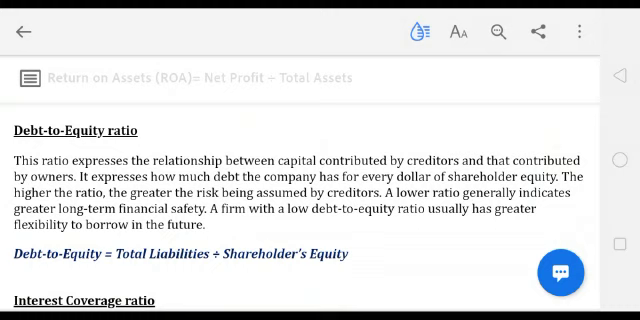Another important formula is debt to equity ratio. This ratio expresses the relationship between capital contributed by creditors and capital contributed by owners. It expresses how much debt the company has for every dollar of shareholder equity. The higher the ratio, the greater the risk being assumed by creditors. However, a lower ratio generally indicates greater long-term financial safety. A firm with a low debt to equity ratio usually has greater flexibility to borrow in the future. Debt to equity ratio can be calculated by dividing total liabilities by the shareholders' equity.